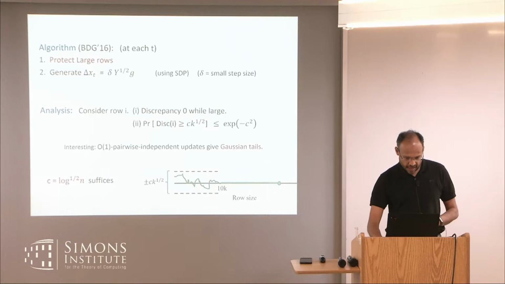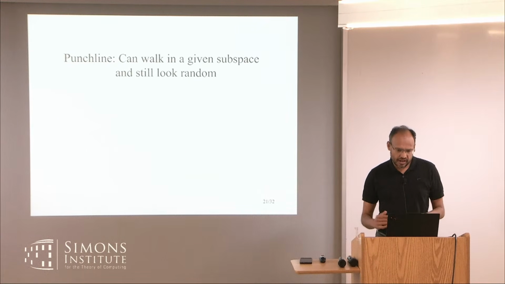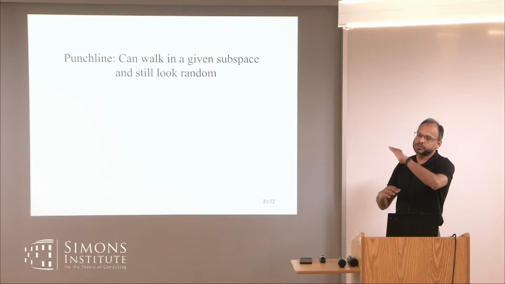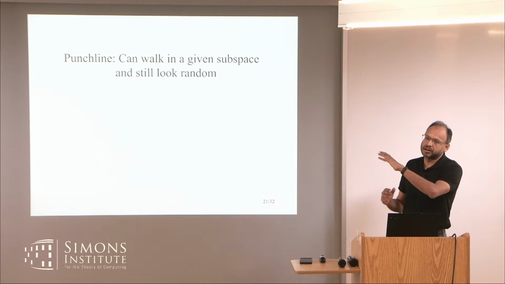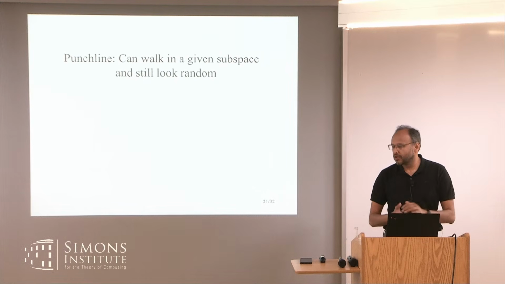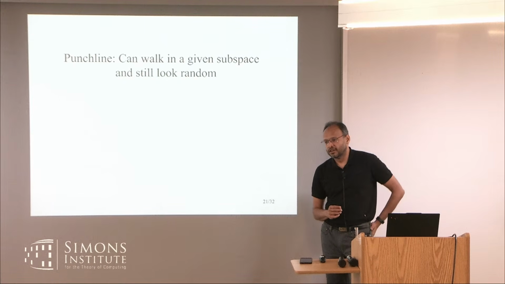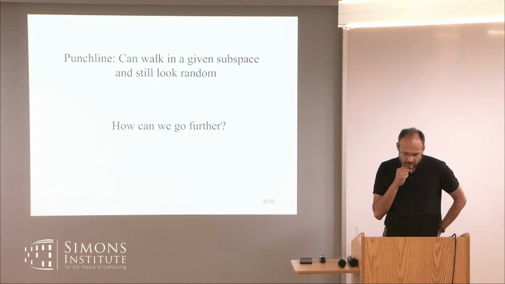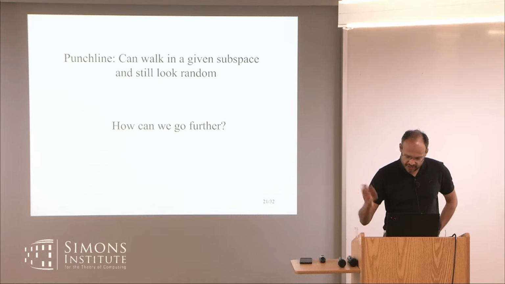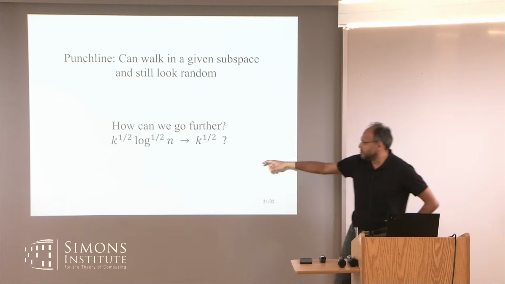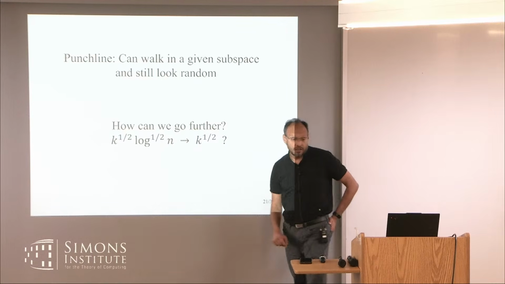Okay, so the punchline is you can walk in any subspace randomly while still looking random. So just to check: in Beck-Fiala, you didn't have to walk randomly, you were walking deterministically in the subspace. Yes. And now you're walking randomly in that subspace. That's right. But walking randomly still loses the root log, and we really want to be more ambitious and even get rid of this guy.